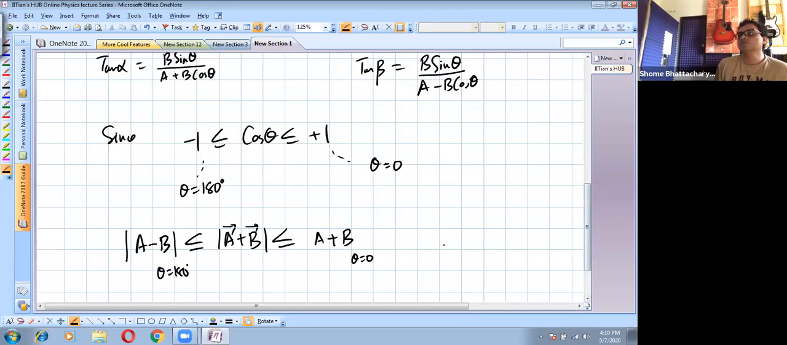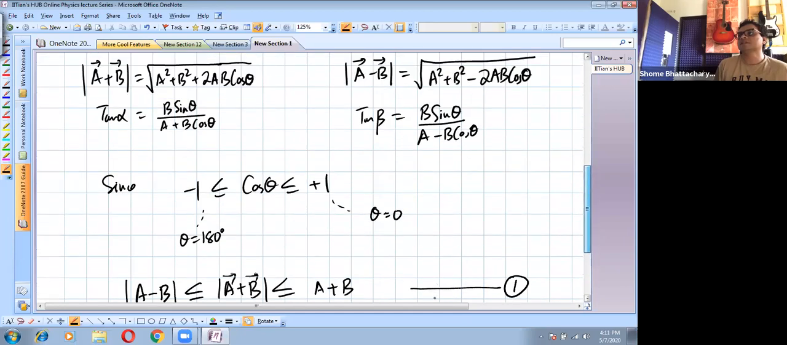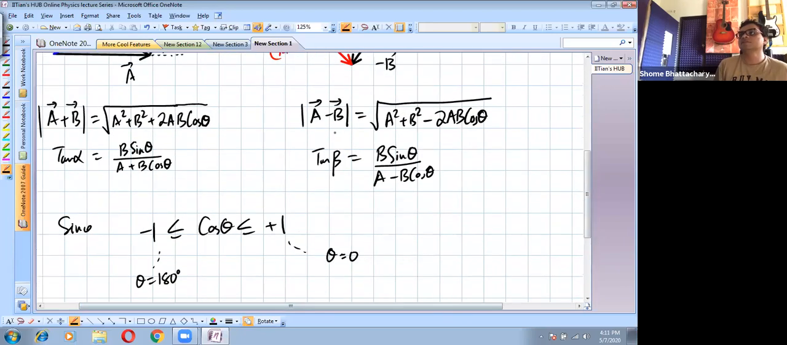Okay? Now similarly, if you look at the expression of A minus B, I mean the difference of A minus B, even here you can see it depends on cos theta. But here the opposite is happening. When cos theta is positive 1, this quantity is actually becoming minimum. It's becoming A minus B. So the difference of two vectors has a minimum value, which is the difference of their magnitudes, if they happen to be parallel vectors. That is, theta is 0.